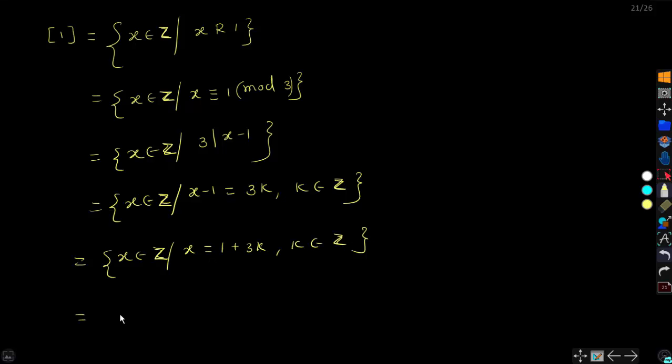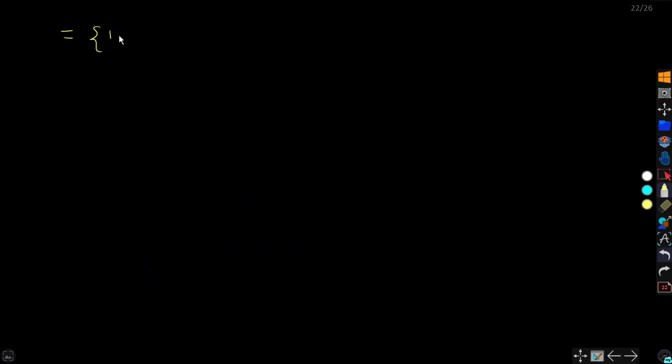So now x is 1 plus 3k and k belongs to Z. How you can write this? This is equal to 1 plus 3k such that k belongs to Z. Z is a set of integers here. See here, this is a set. For k equal to minus 3 we have minus 9 plus 1 is minus 8. For k equal to minus 2 we have minus 6 plus 1 is minus 5. For k equal to minus 1 we have minus 2.